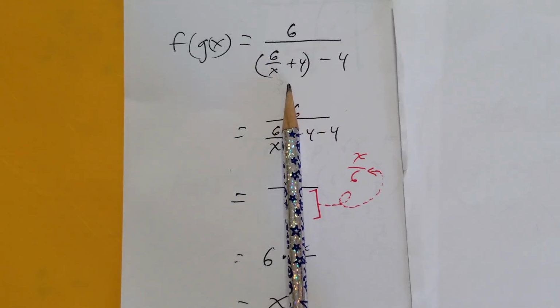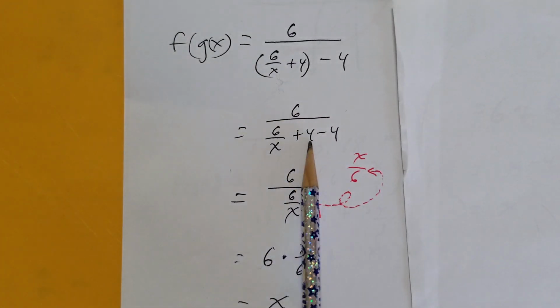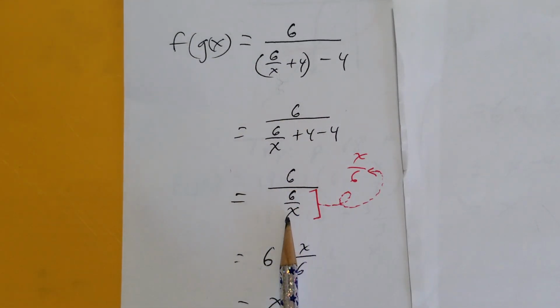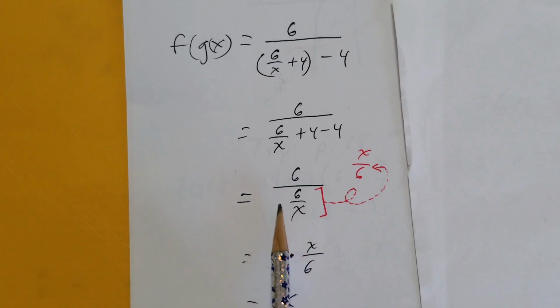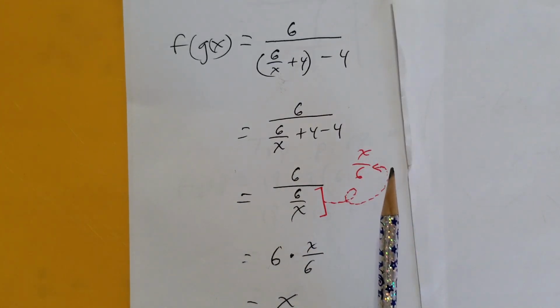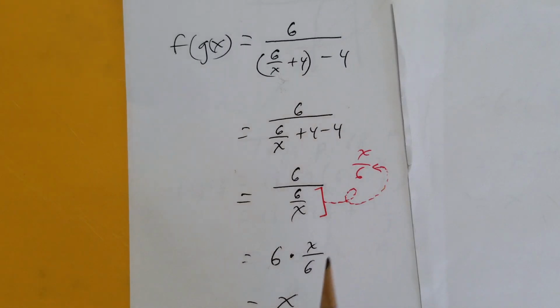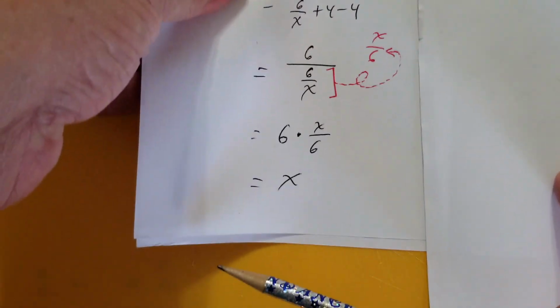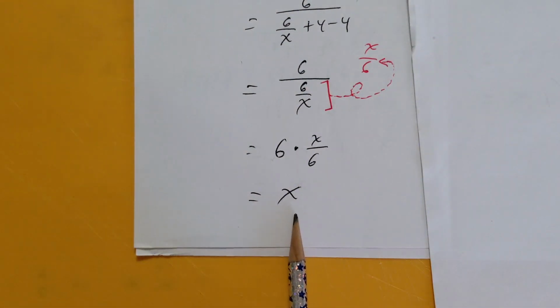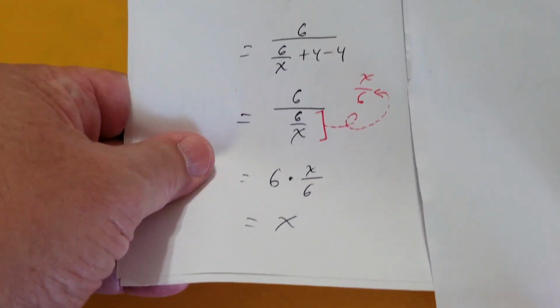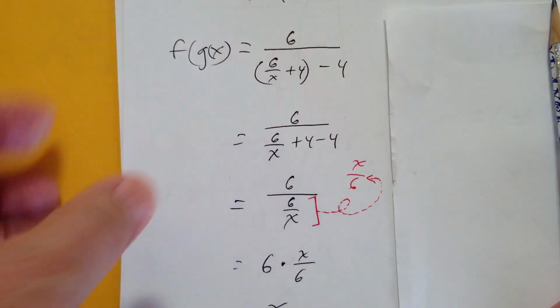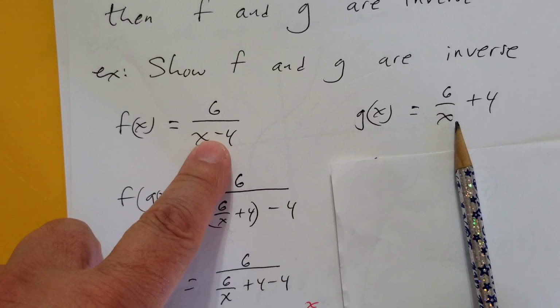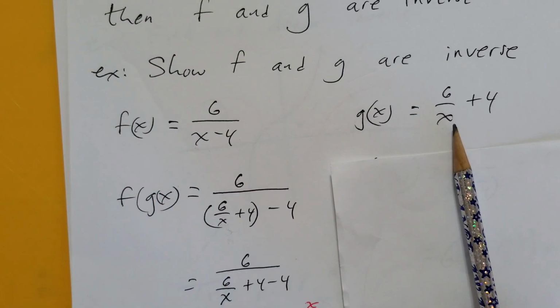So you plug in g of x and you get this. Now simplify. The plus 4 minus 4 cancel. So you're left with 6 over x on the bottom. So this says 6 divided by 6 over x. How do you divide by a fraction? You take it to the top and you flip it over. So you're left with 6 times x over 6. And what is 6 times x over 6? Well, the 6's cancel and you're left with x. So I got x. Now that shows that f of x and g of x are really inverses of each other. I just showed the world that they're inverses.